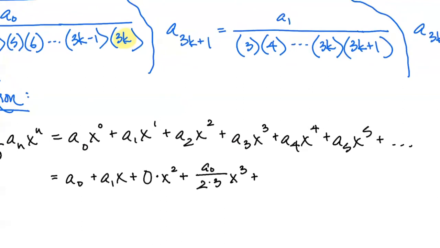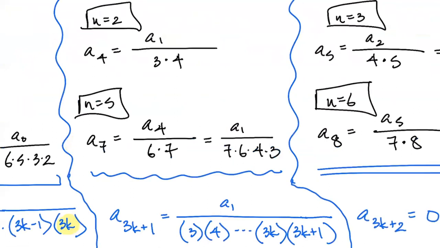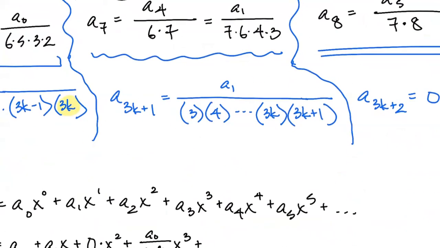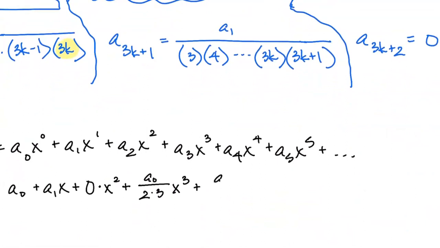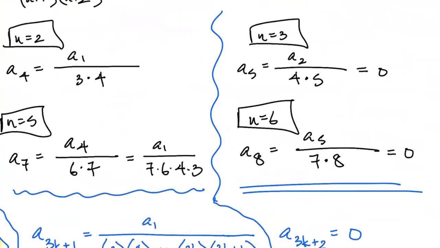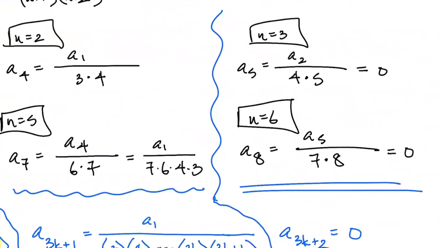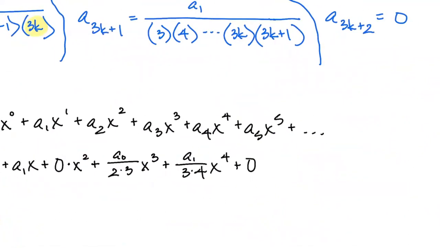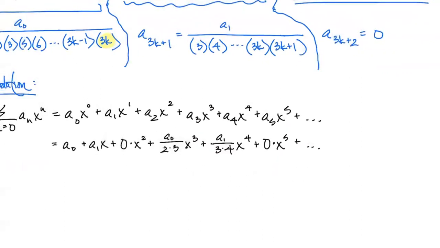Plus, let's see, what did we write for a sub 4? A sub 1 over 3 times 4. So we're going to plug that in here. A sub 1 over 3 times 4, x to the 4th, plus a sub 5. Well, we said that was 0. Okay. So I'm going to write plus 0 times x to the 5th. And then every 3 terms, this pattern is going to continue, right? 1, 2, 3. 1, 2, 3. I bet the next 3 will have the same pattern, right?